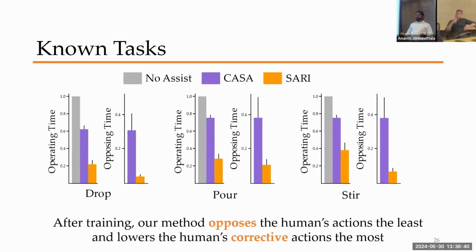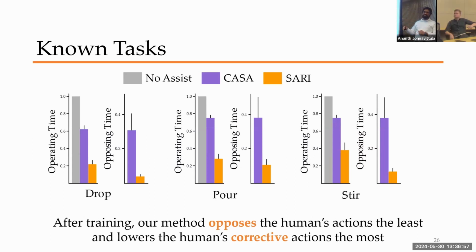Next, we move on to known tasks. Here, the idea is it's the same task, but now there's a bunch of demonstrations collected. The robot has been trained. We want to see the opposite effect. So now the human is going to try the task, and then the robot has to assist the human.